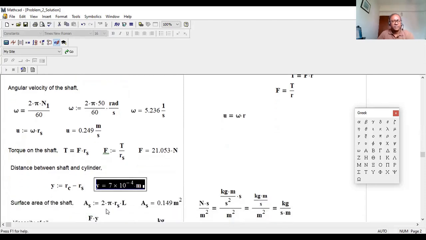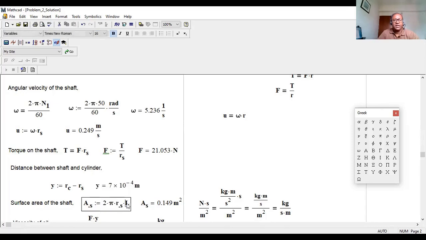Now, how will we get the area of the shaft? I already told you this one is rotating like that. So what does it mean? If I cut the shaft in the longitudinal direction with a knife and make it straight, that means this plate is moving. So this distance is 2 pi r and this distance is L. So the outer surface area will be 2 pi r into L. So the surface area of the shaft is 2 pi RS into L. L value we already know, RS value we know. So AS equals this value.